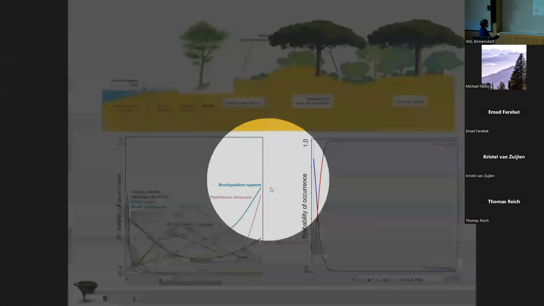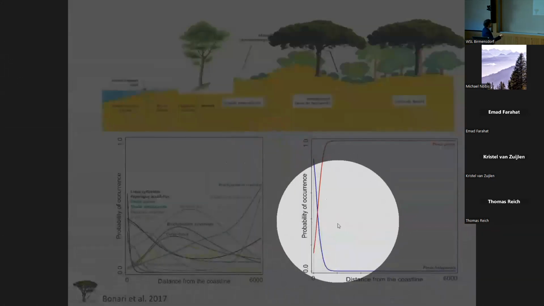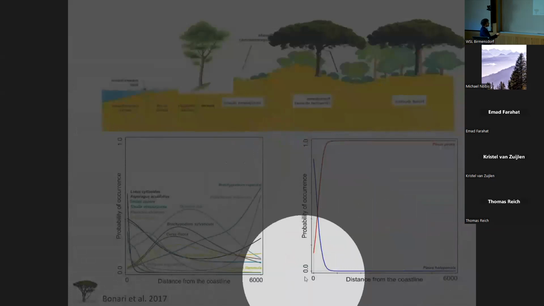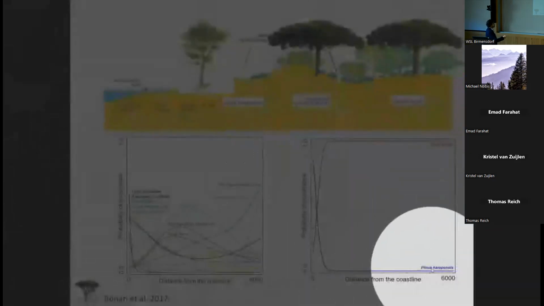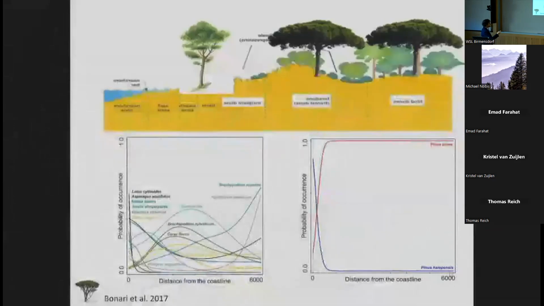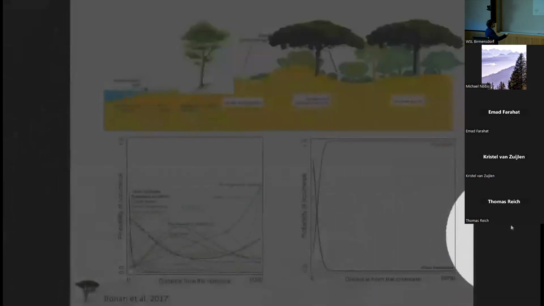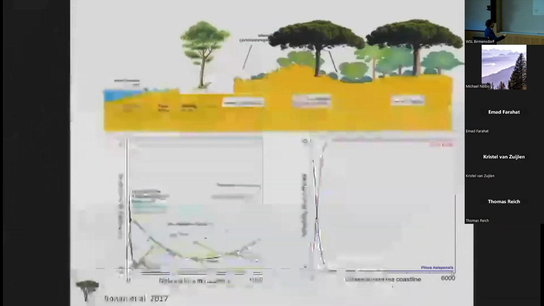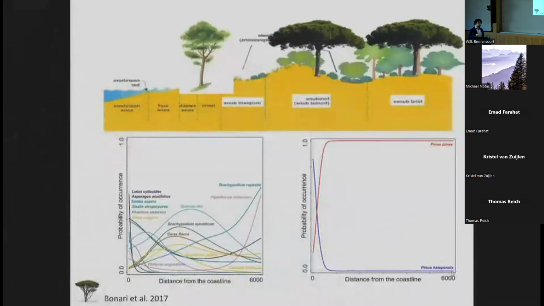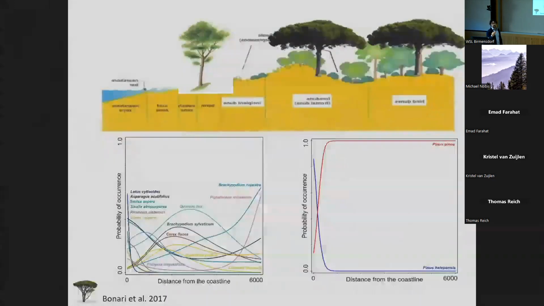I start from the one on the right, where you have the distance from the coastline from 0 to 6,000 meters, so 6 kilometers, and the probability of occurrence of the 2 species of our analysis. Pinus pinaster was removed because we had few sites. But basically what we see here is the opposite response of the 2 pines.